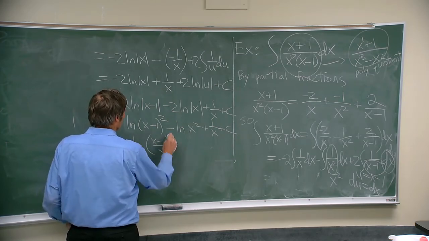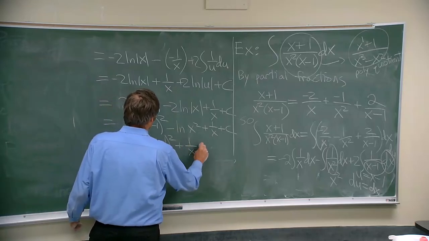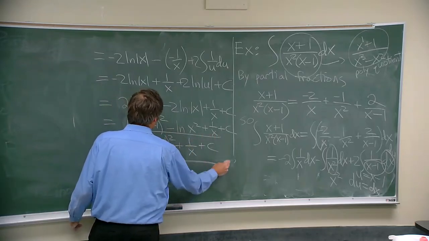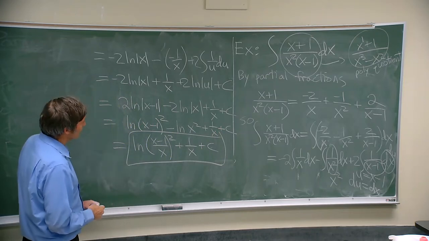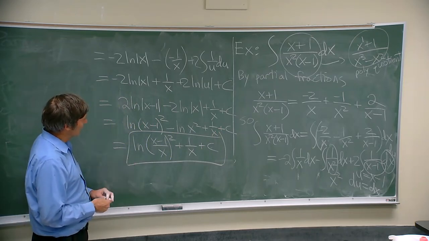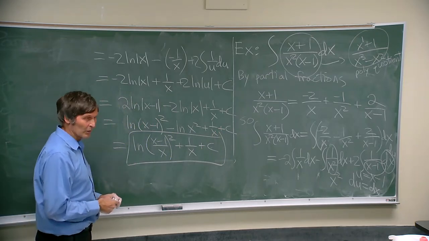And there's my answer. And then I can combine logarithms. Ln p minus ln q is ln of p over q. This is natural log of x minus 1 over x squared, plus 1 over x, plus c.